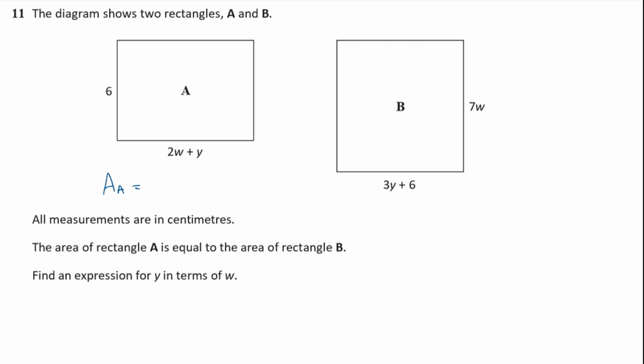The area of A then is going to be length times width. So I've got 6 lots of 2w plus y. Now the brackets are important here because I'm multiplying 6 with all of 2w plus y and not just the first part of it.